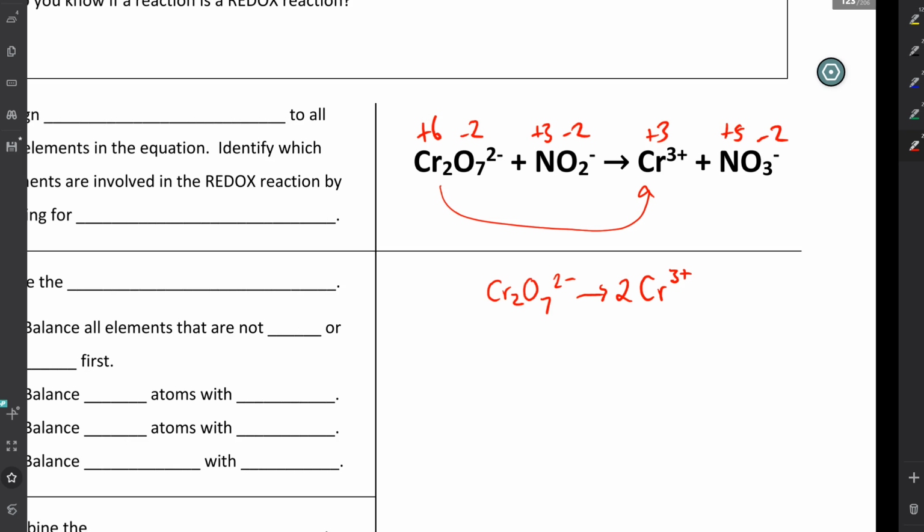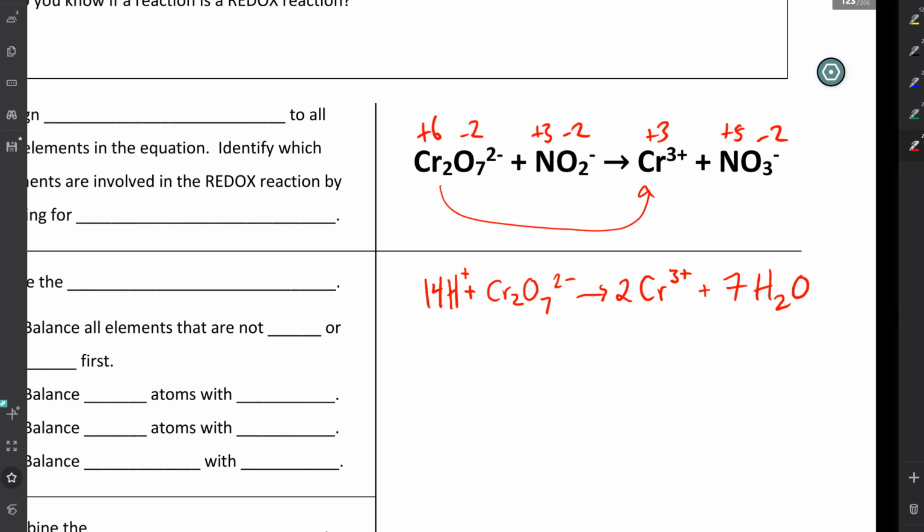Up next, I have to solve my oxygen problem. On the reactant side, I have 7 oxygens. If I add 7 water molecules, I've now taken care of the oxygen problem. However, I've created a new problem. I now have 14 hydrogen atoms on my product side. I don't have any on my reactants. Because this is taking place in acid, it's perfectly okay for me to add 14H+.